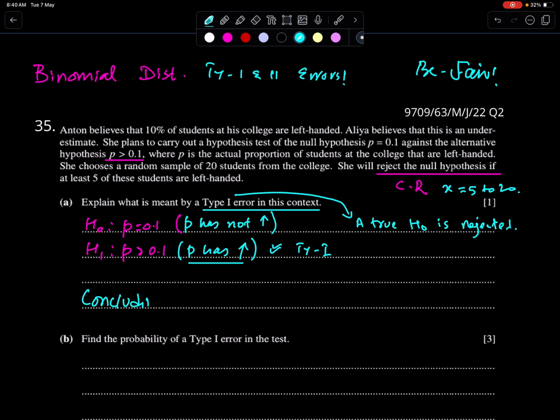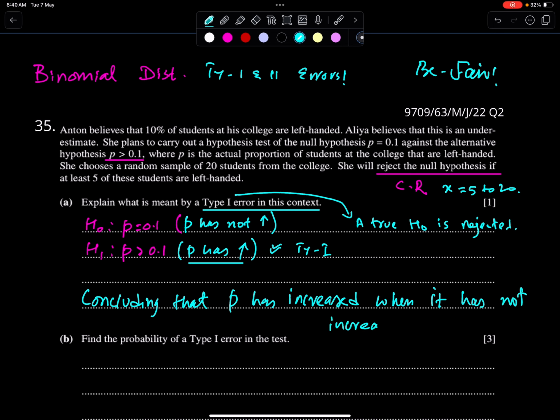Concluding that p has increased. Now this is an error, so you have to write when it has not increased. This is the way to describe a type 1 error in the context.